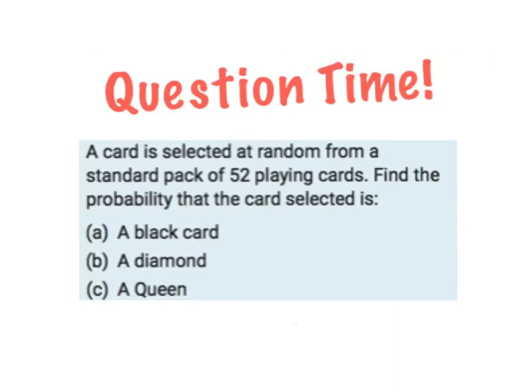So before we start, just like we usually do in our lessons, I've got 3 questions here. So I'd like you just to pause the video, maybe take a screenshot and answer those 3 questions. So it says a card is selected at random from a standard pack of 52 playing cards. Find the probability that the card selected is A, a black card, B, a diamond, or C, a queen.